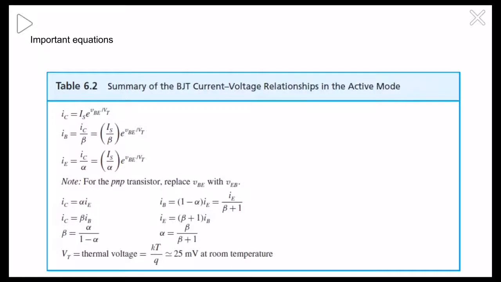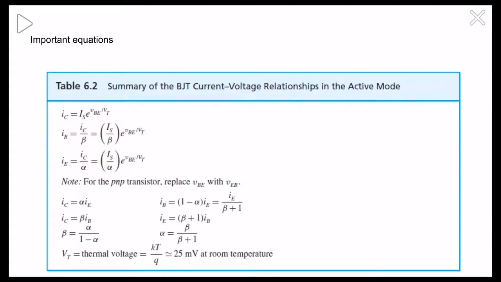Hello, today I'm going to talk about another worked out example of BJT. Before doing that, let's look at some of the current voltage relationships in the active mode of BJT.